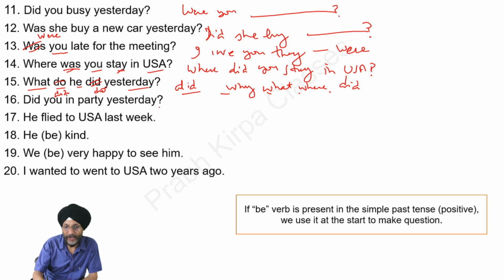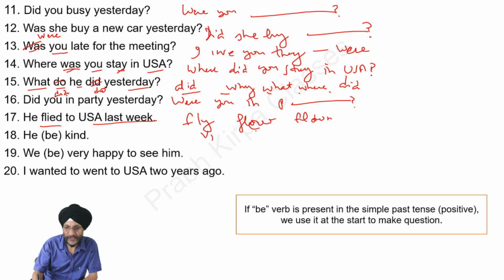Next, did you in party yesterday? If we make it positive, it means you were in party yesterday. So the question will become, were you in party yesterday? He flied to USA last week. Here the verb used is fly. Fly becomes fly, flew, flown. This is the first form, this is the second form, this is the third form. So here we will use the second form of the verb as it is a positive sentence. He flew to USA.